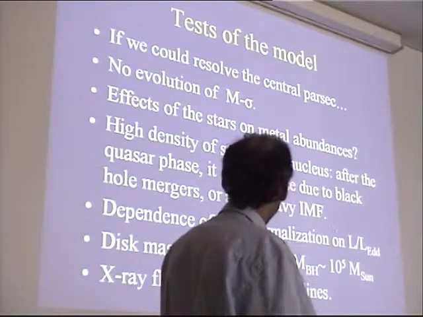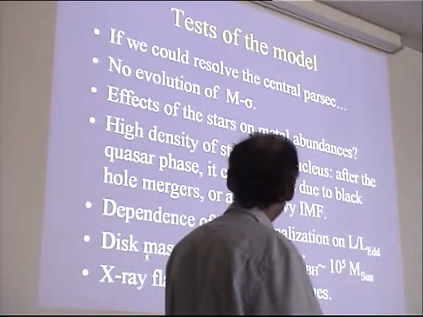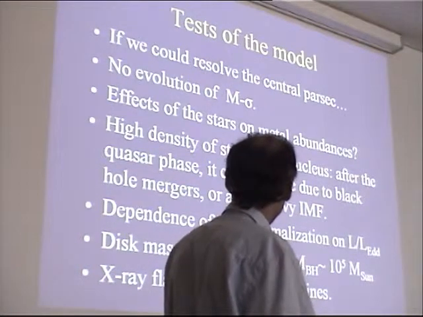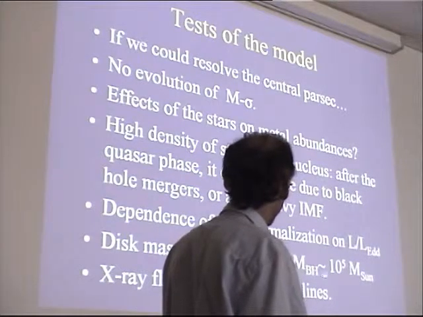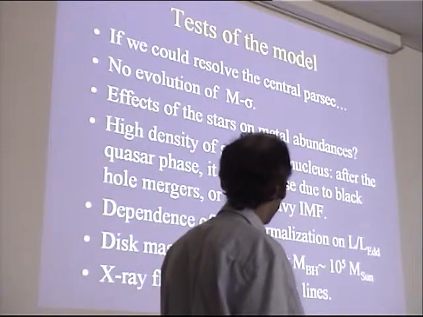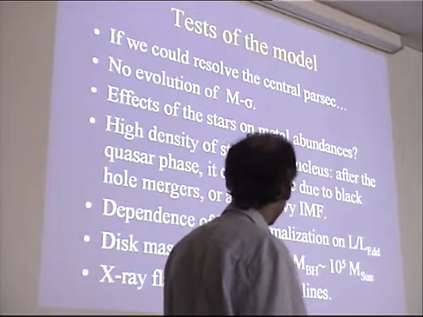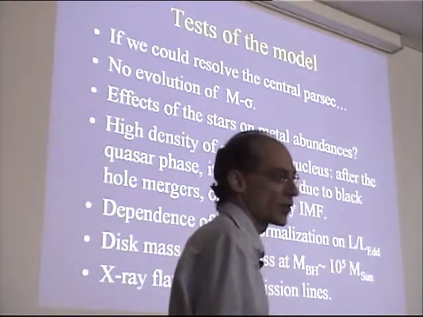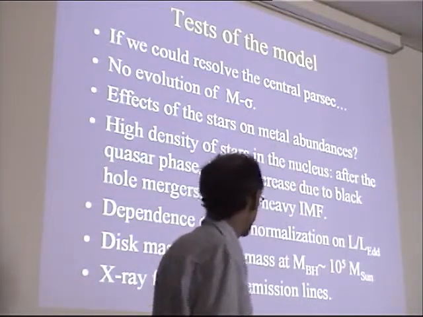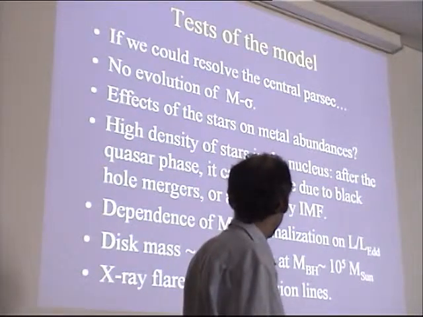This I'm going to skip because I haven't talked about it. When the black hole mass is as low as 10^5 solar masses, then it turns out that the disk mass that you would have in this model is similar to the mass of a star. Then this model would stop working. So we'd expect some break in the M-sigma relationship.